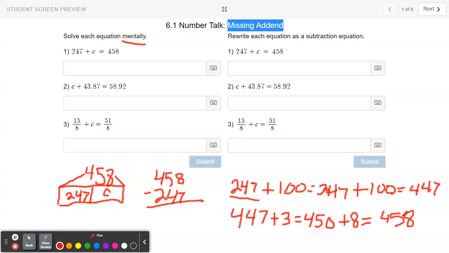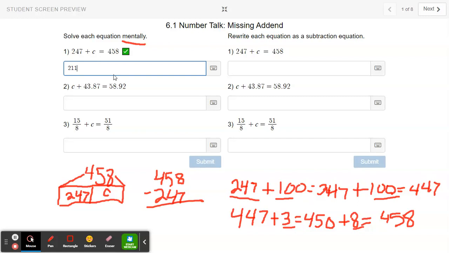So now I just have to remember, what did I add on? So I knew I added on 200s, right? So 200 plus a 3 and plus an 8, and 8 and 3 is 11. So I know that I added on 211. And look, that's true. That gets me there, okay? So I can do the same thing here.